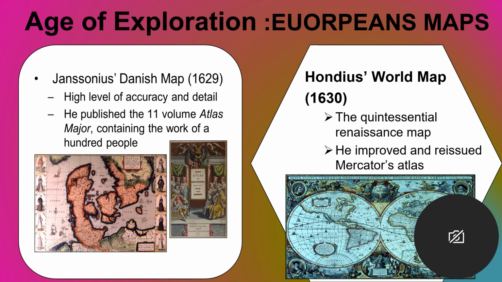We have the age of exploration. We have the Danish map and Hondius's world map. Both are different and unique in their own way. The first map has high accuracy of detail and was published in the 11th volume of the Atlas Major, containing the work of 100 people. And the second one is a Renaissance map, reissued in Mercator's Atlas.